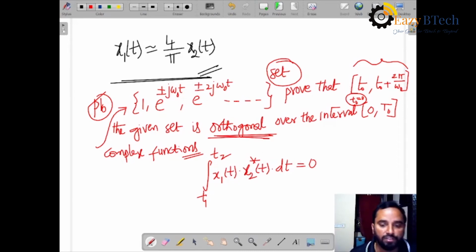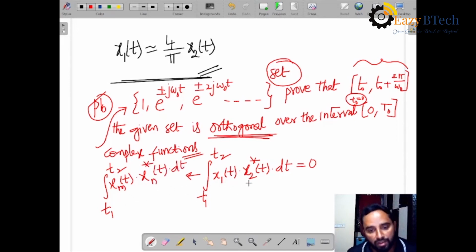So here we have a set of functions. That is why I am doing a modification. The simple modification is integral t1 to t2, xm of t, with x1 written as xm of t and x2 taken as xn. So the conjugation is as it is, xn star of t dt. Because we have not only two signals, we have m functions, n functions, a set of functions. So in this manner we should do the integral. Then if this integral is 0, we can say the given set is mutually orthogonal over the interval 0 to t naught. So that is the way of doing it.